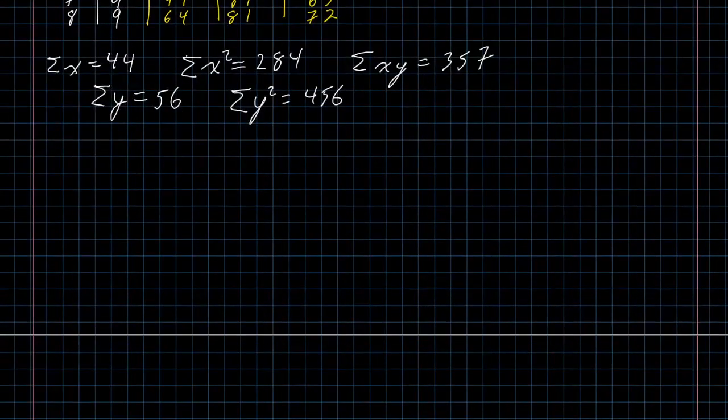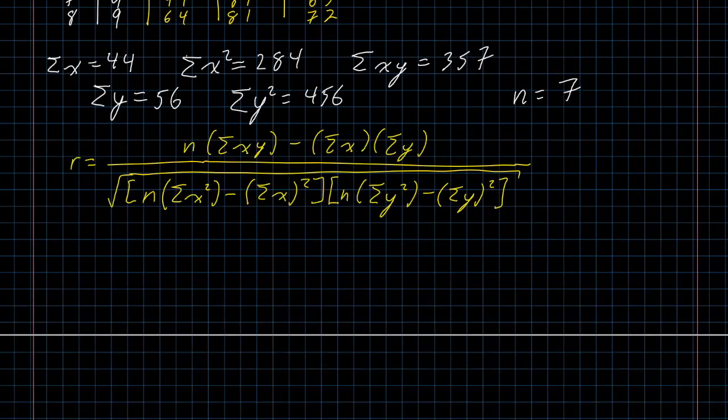I don't need the table anymore. All I need is these entries, and the n that got scrolled off the screen is still 7. Our formula for r hasn't changed. It's just a matter now of plugging in all of the numbers. Again, everything here is a known value. It's just plug it all in.